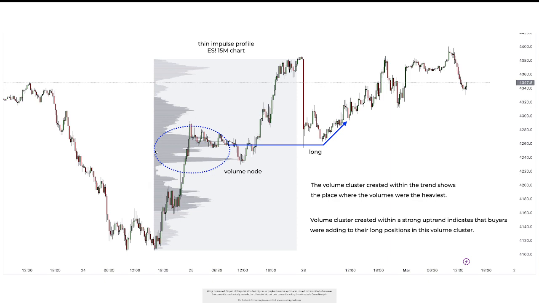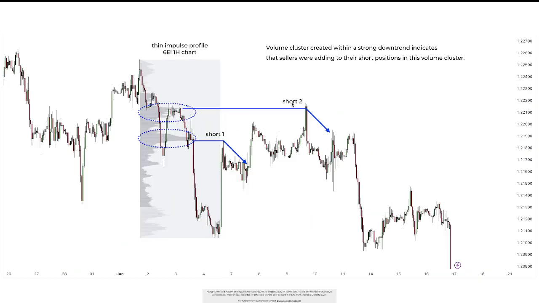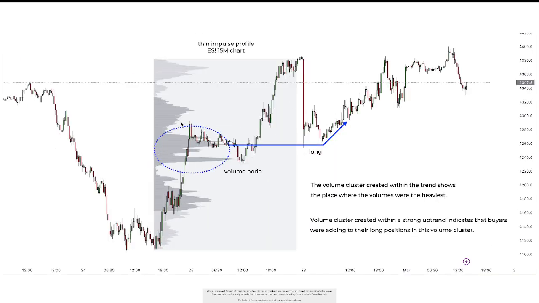I especially deleted my point of control, because this is not about the point of control. It is about searching for the biggest volume accumulation area, the biggest volume node within the thin volume profile. We see that a volume cluster created within a strong uptrend indicates that buyers were adding to their positions in this volume cluster. Breaking it down, the price went up.